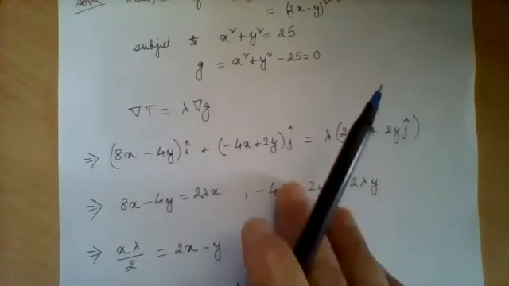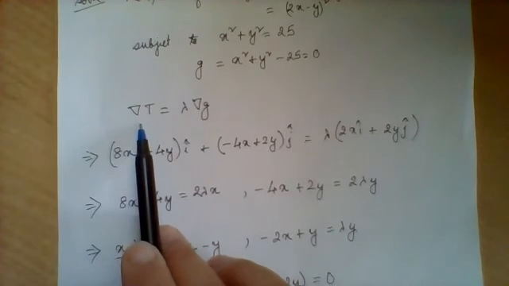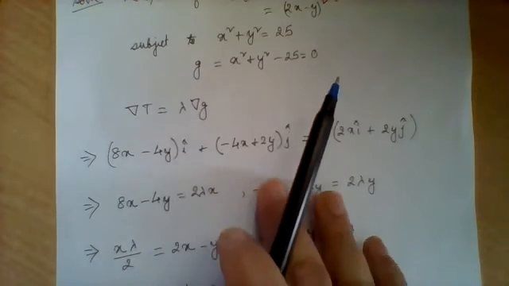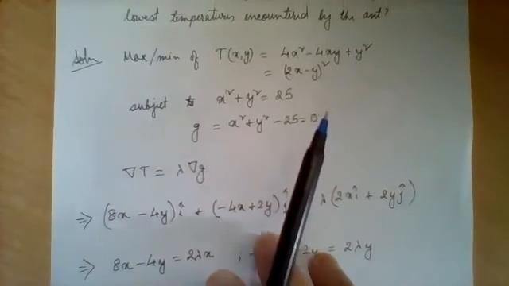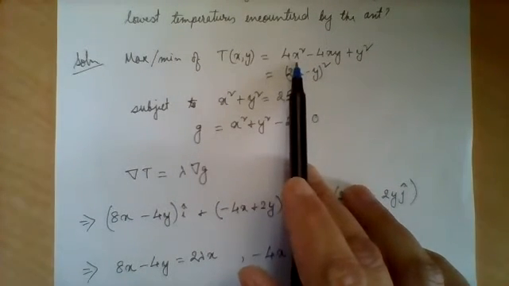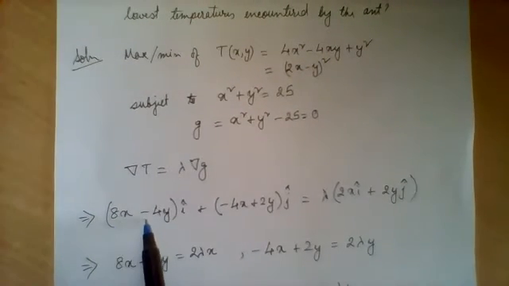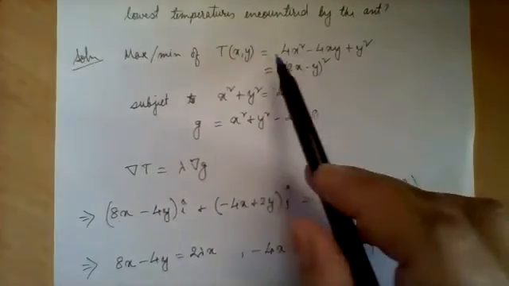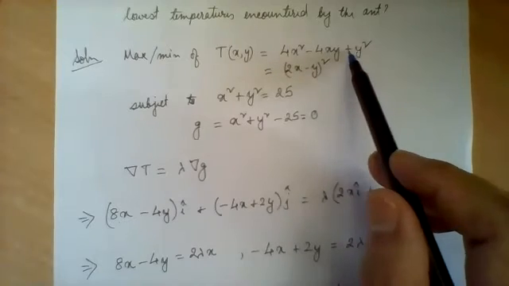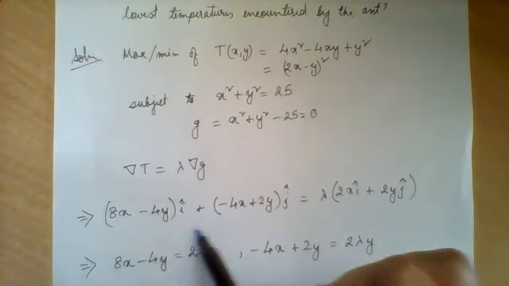By the method of Lagrange multipliers, at the point of extremum, that is at the point of maxima or minima, the gradient of T should be equal to lambda times the gradient of g. So first let us calculate the gradient of T. You differentiate T with respect to x first. If I differentiate with respect to x, this will be 8x minus 4y, times i. When you differentiate this with respect to y, it will be minus 4x plus twice y, times j. So this is the gradient of T.